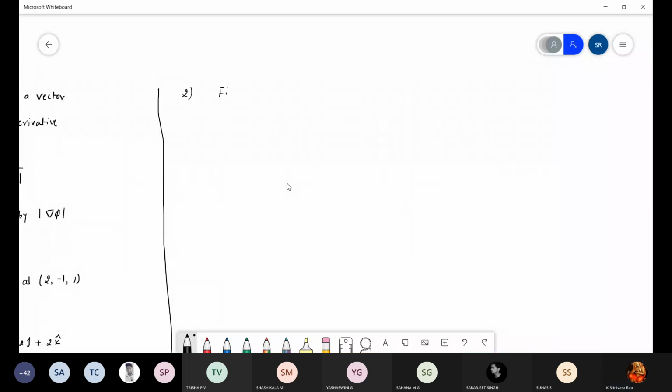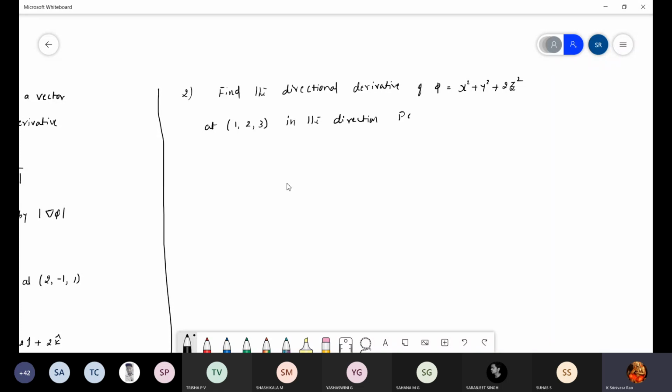Find the directional derivative of phi equals x square plus y square plus 2z square at 1 comma 2 comma 3 in the direction PQ equals, so just 2 points are given, 4i cap minus 2j plus k cap.